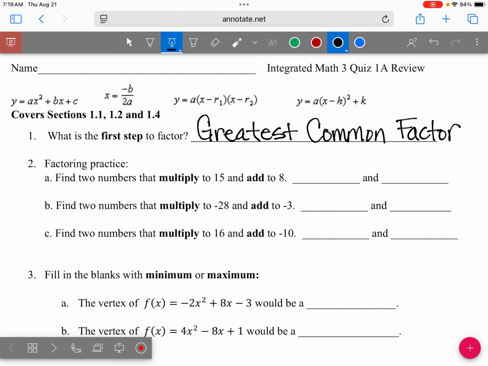All right, somebody give me two numbers. They multiply to be 15 and add to 8. 3 and 5. All right, somebody else. Multiply to negative 28 and add to negative 3. 4 and negative 7. All right. Somebody else. Multiply to 16 and add to negative 10. Negative 8 and negative 2.